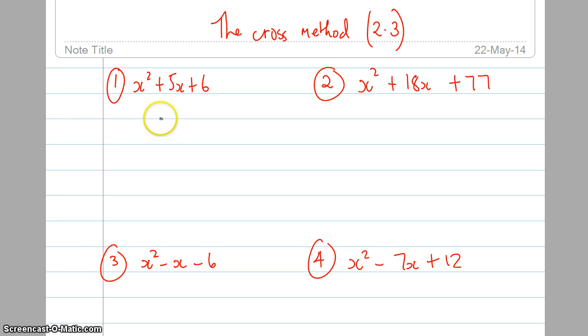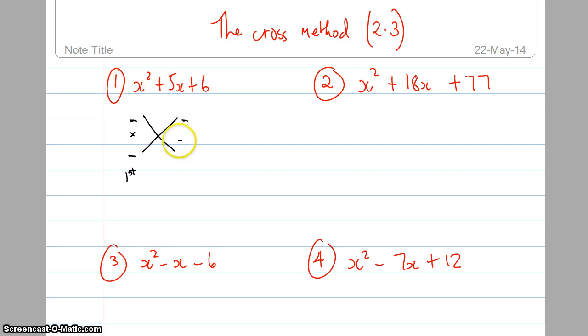What I'm looking for is I need to put a cross down here. This is called the cross method, and I'm going to put some numbers or some letters on each of the points of the cross, and these are going to help us to factorize this. Now, the number or the letter that I put there, multiplied by the number or letter that I put here, needs to equal the first term. The first term being x squared.